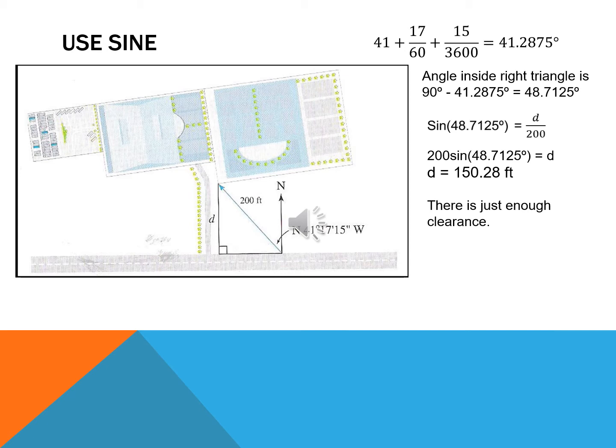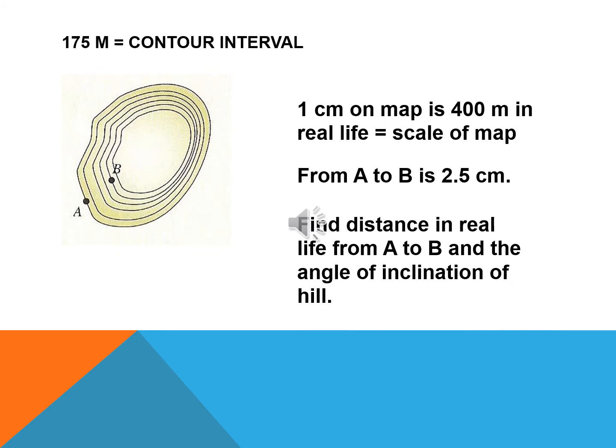Solving for D, I multiply both sides by that denominator, and I get 200 times sine of 48.7125 degrees, and that gives me 150.28 feet. There's just enough clearance. Another nice application of right triangles involves reading a contour map.